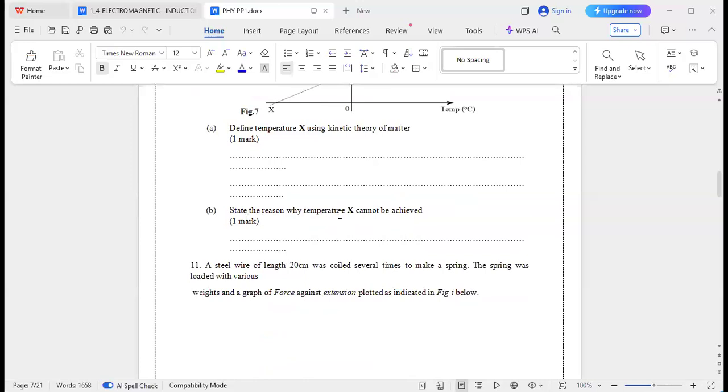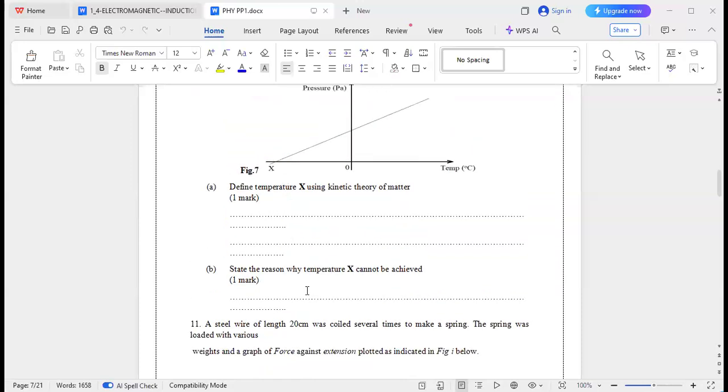State the reason why temperature X cannot be achieved. The reason why we can't achieve this is because the gas liquefies before attaining absolute zero temperature. It changes to a liquid before that temperature.